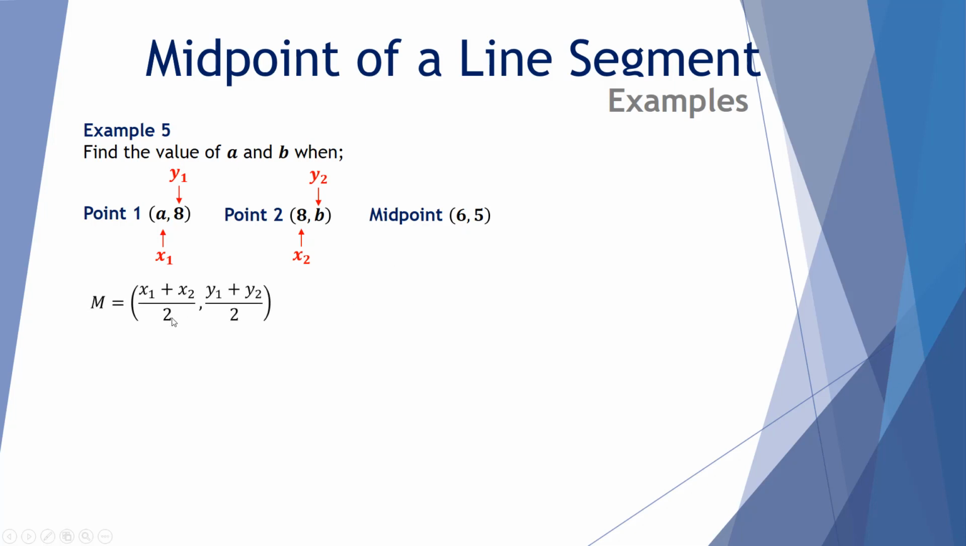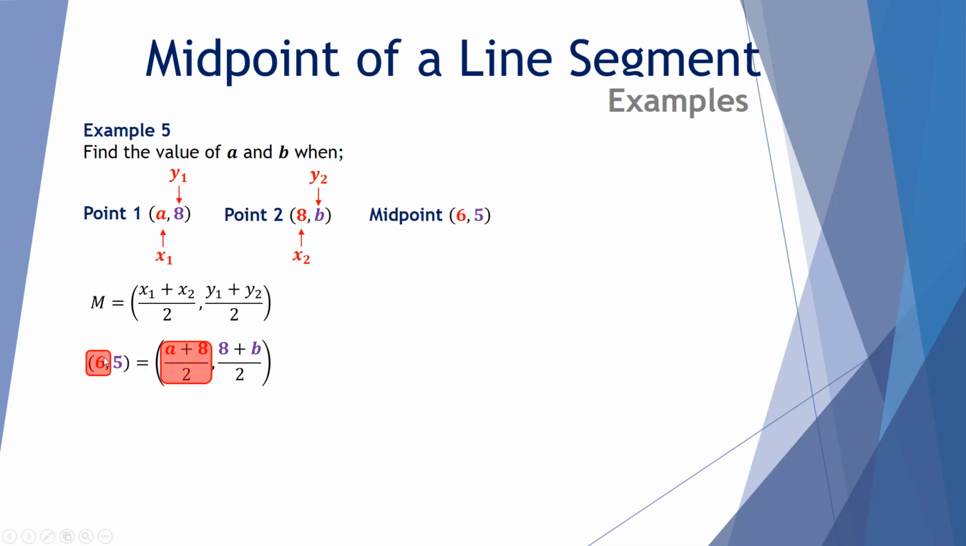Our equation as we've used before. Let's sub in our values. So we have a midpoint value of x equals 6 and y equals 5. We have the x1 of a and the x2 of 8. We then have the y1 of 8 and the y2 of b. We've subbed all these values in. Let's make some sense of them.